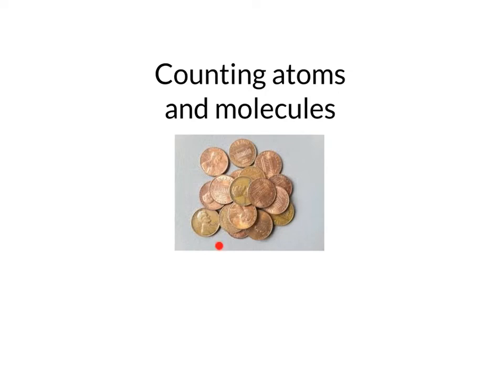This pile of copper pennies contains almost a trillion atoms of copper. To be exact, it contains 6.02 times 10 to the 23rd atoms of copper. Because atoms are so incredibly small, it takes a huge number of them to make up enough material that we can actually work with them.